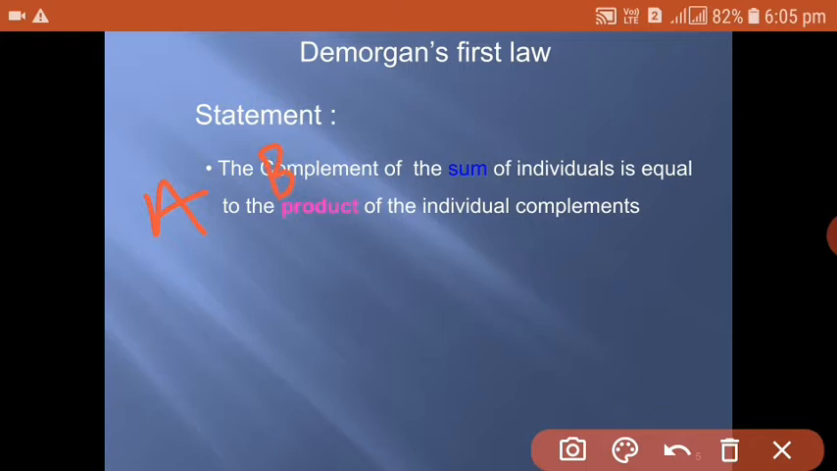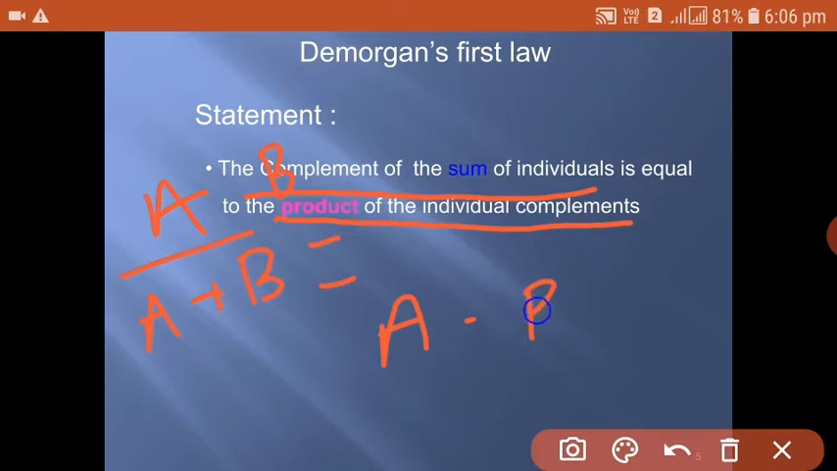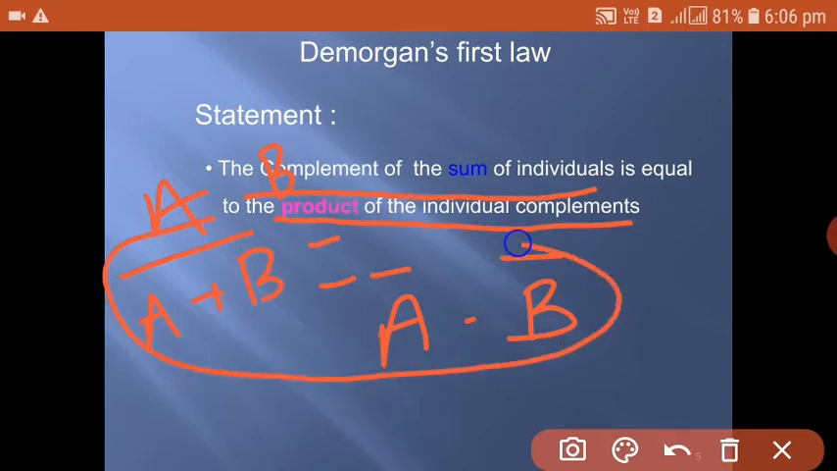What it is saying is the complement of the sum of individuals. The sum of individuals will be a plus b, and it is talking about the complement of that sum. So a plus b whole bar is equal to the product of the individual complements. The product is a into b, and the individual complements are a bar and b bar. So this is the statement of De Morgan's first law.